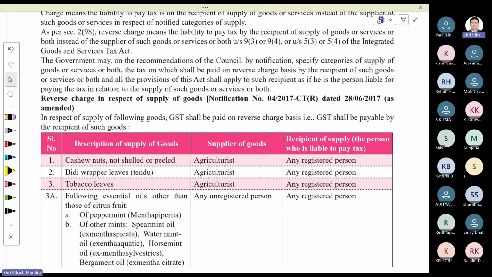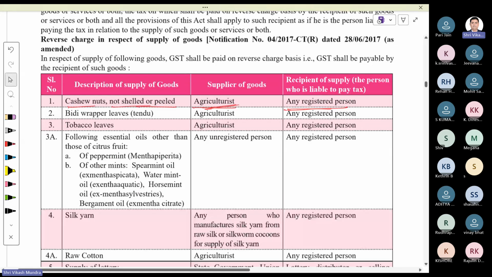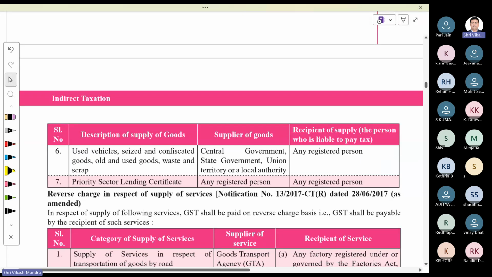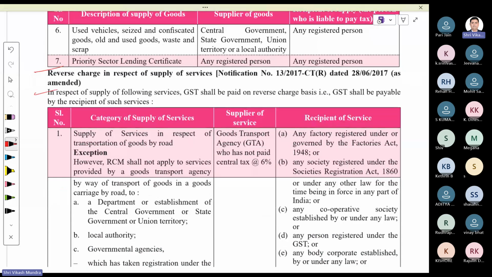For example, if the product is cashew nuts, not shelled or peeled, if the supplier is an agriculturist and the recipient is any registered person, then only reverse charge is applicable. If the supplier is not an agriculturist, then reverse charge is not applicable. Similarly, there are few products. These are the list of the products on which reverse charge is applicable. I'm not going into product by product. And similarly, this is a list of services where reverse charge is applicable.